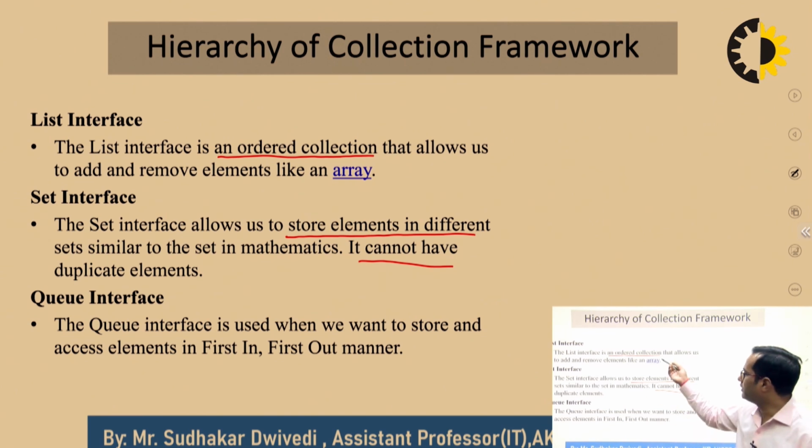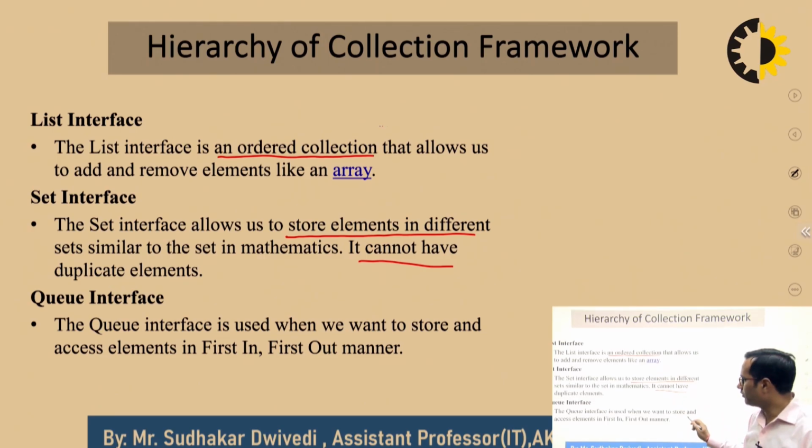In the list interface, it is possible to store duplicate elements, but in the set interface, duplicate elements are not allowed. That means if we want to store distinct elements and perform some set operations like in mathematics, we will use the set interface. Otherwise, we use the list interface if we want an ordered collection of elements, or we just want to insert and delete elements like an array.